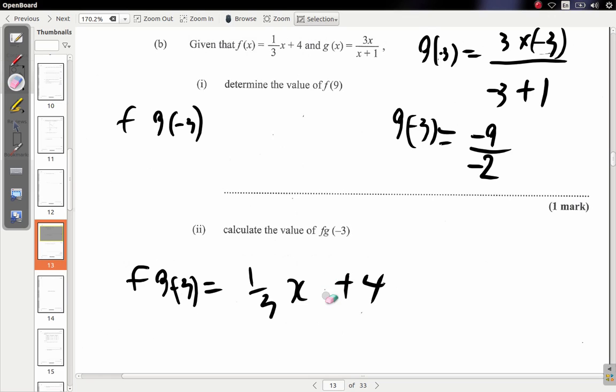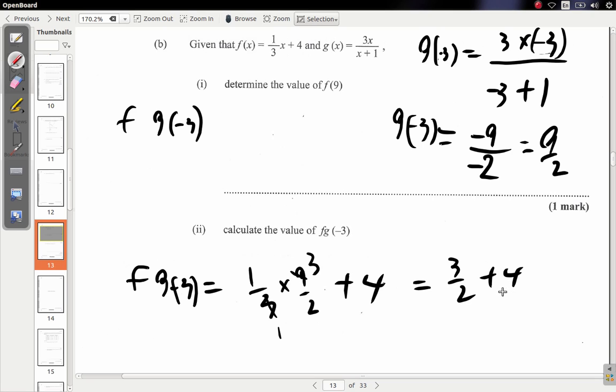So g of -3 is -9 over 2. Or really 9 over 2, because the negatives cancel. So multiply 1/3 by 9 over 2. 3 into 3, 1, 3 into 9, 3. You have 3 threes in a 9, so that gives you 1 out. 3 over 2 plus 4. Alright, plus 4 over 1, make it a fraction.